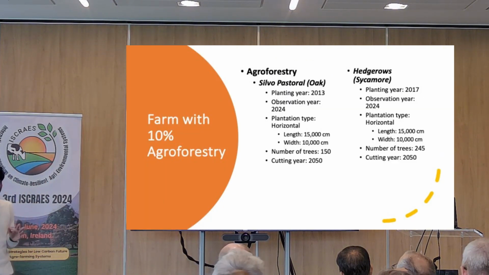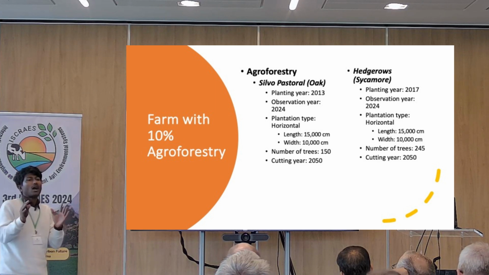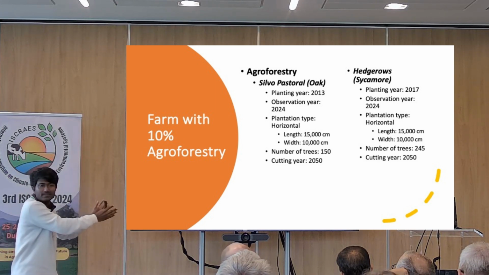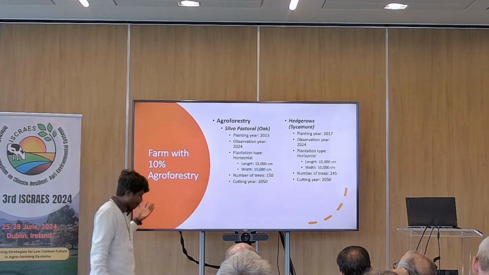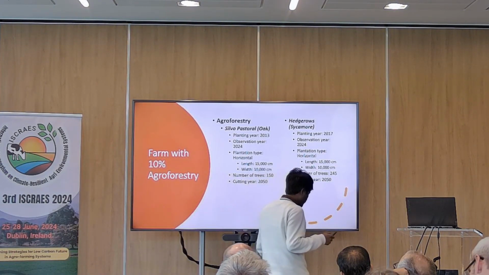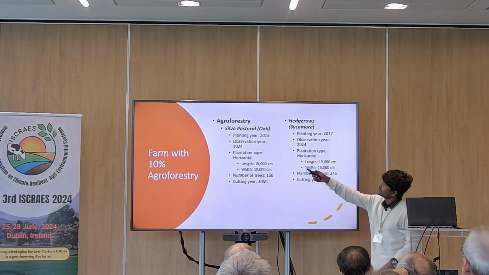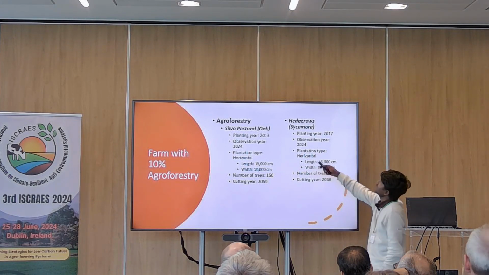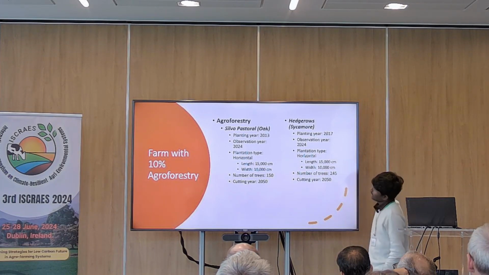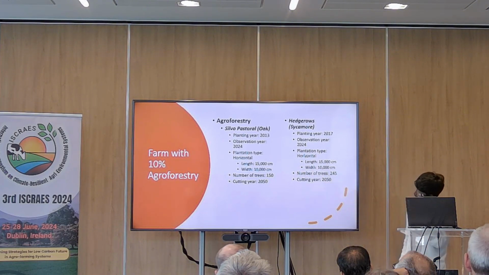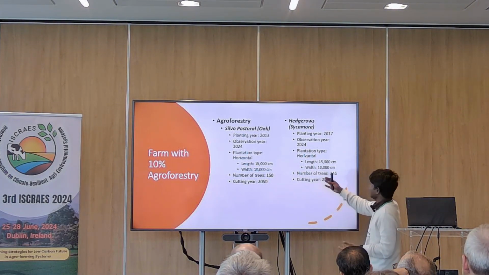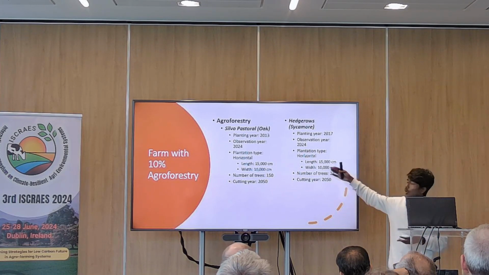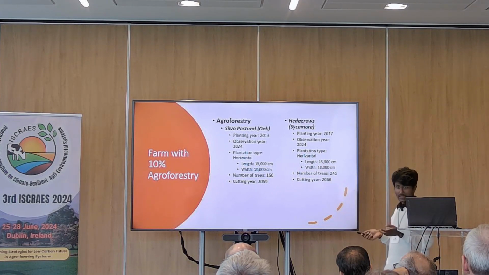Now I want to talk about a comparison. I will add 10% agroforestry into our existing farm. This is the agroforestry we are talking about. I am taking silvopastoral, oak tree, then hedgerow, sycamore, and I have given the information here, like the number of trees and the cutting year. So this is all the information I am considering now.